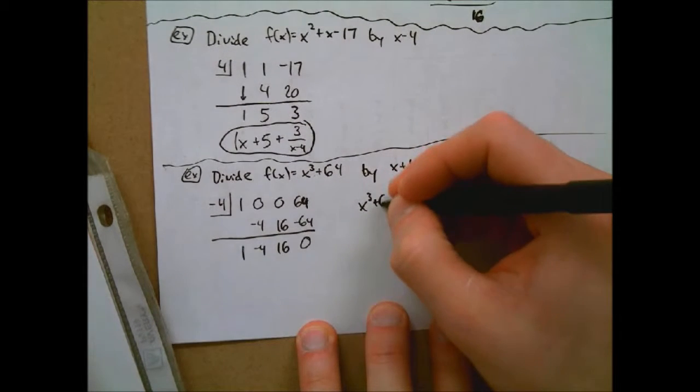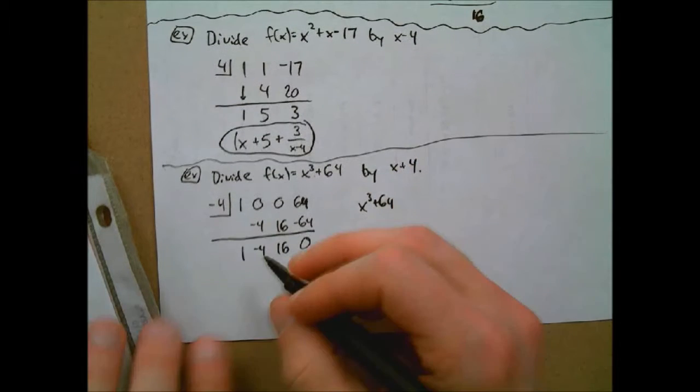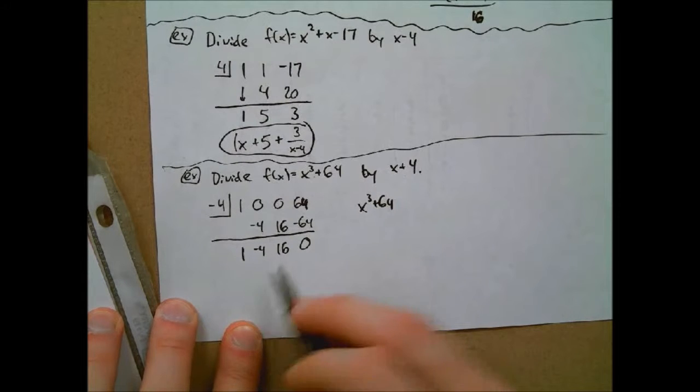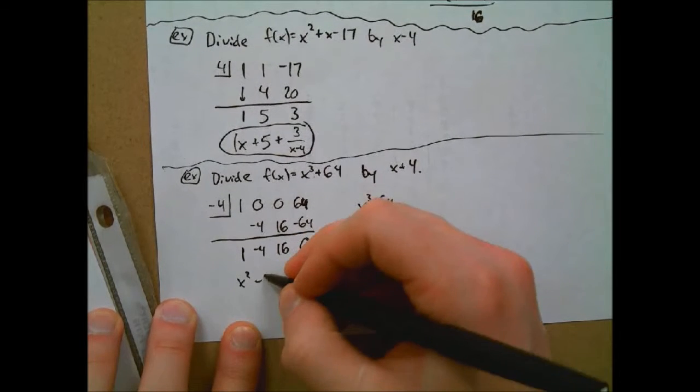But in other words, I can take this. Oops, let me do this down here. So what's the degree of our answer going to be? 2, right? So it's going to be 1x squared minus 4x plus 16.